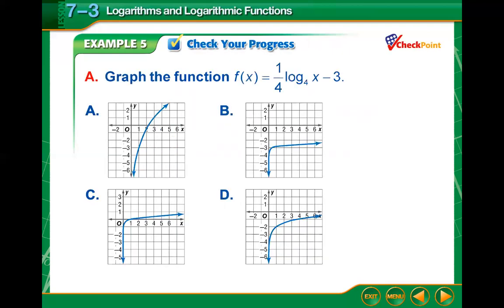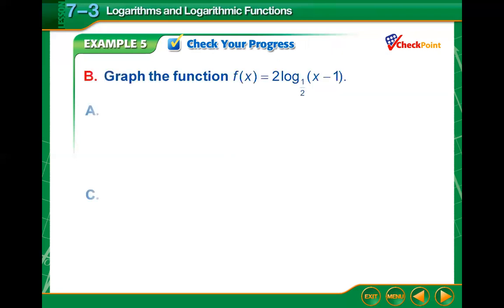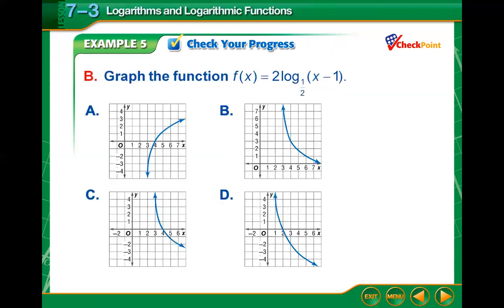So using Desmos, go ahead and graph this problem. And you should get B. All right, using Desmos, go ahead and graph this problem. You can also use the fact that you know your vertical asymptote. All right, with that, you should get D.